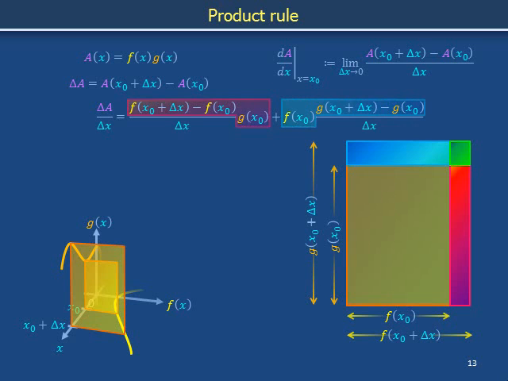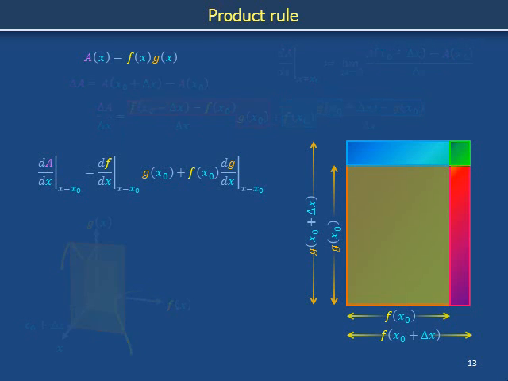If delta x is small, and again the functions f and g have nice smooth plots without weird jiggles or jagged corners, we anticipate ratios of differences approximate derivatives. dA dx at x equals x naught equals df dx at x equals x naught times g on x naught, plus f on x naught times dg dx at x equals x naught. This is the product rule. The mnemonic is derivative of the first times the second plus the first times derivative of the second.